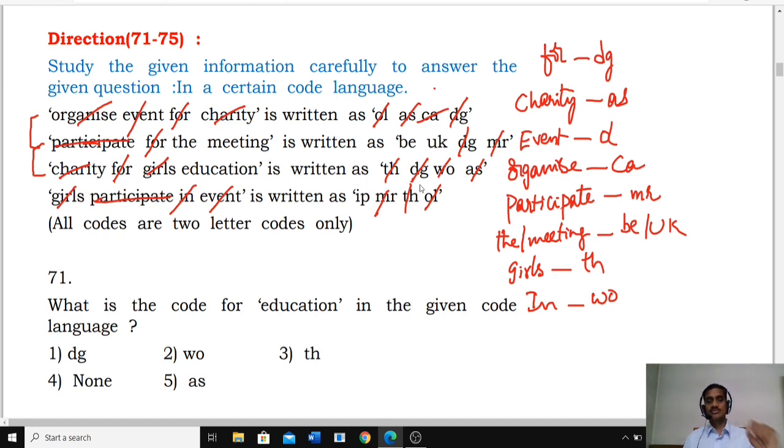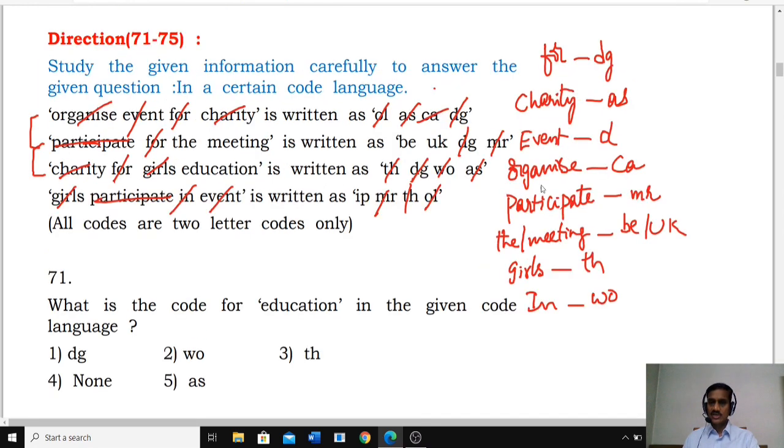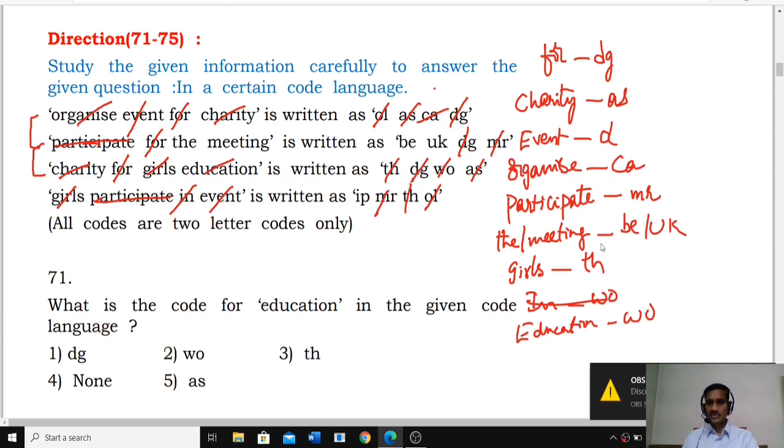Now these are the words and their corresponding codes. What is the code for education in the given code language? Education is left over here. What is the education code? WO. Isn't it? Education is WO, sir. WO is the code to the word education. WO for education, charity for girls education.